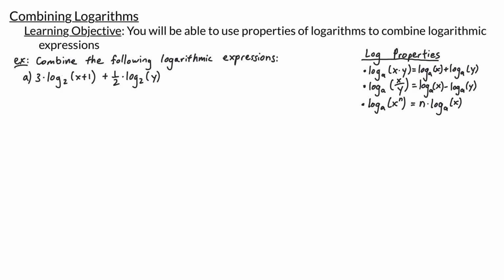In example A here, we have 3 times log with base 2 of x plus 1, plus 1/2 times log with base 2 of y. So in our previous video, we learned how to split logarithms. Here, when we combine logarithms together, we're essentially doing the reverse. So the first thing we're going to do is take these multiples in front of our logarithms and bring them inside the logarithm as exponents.